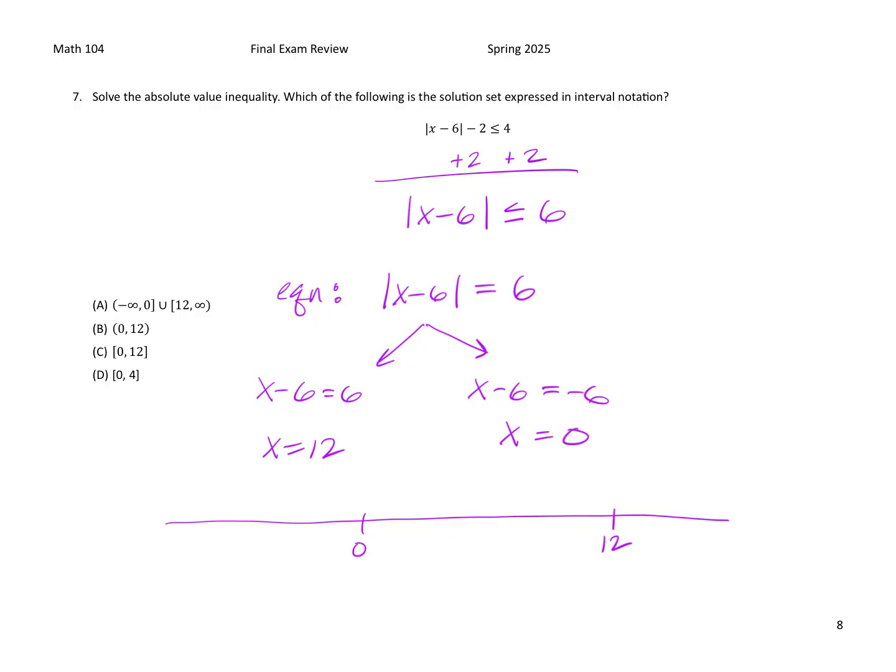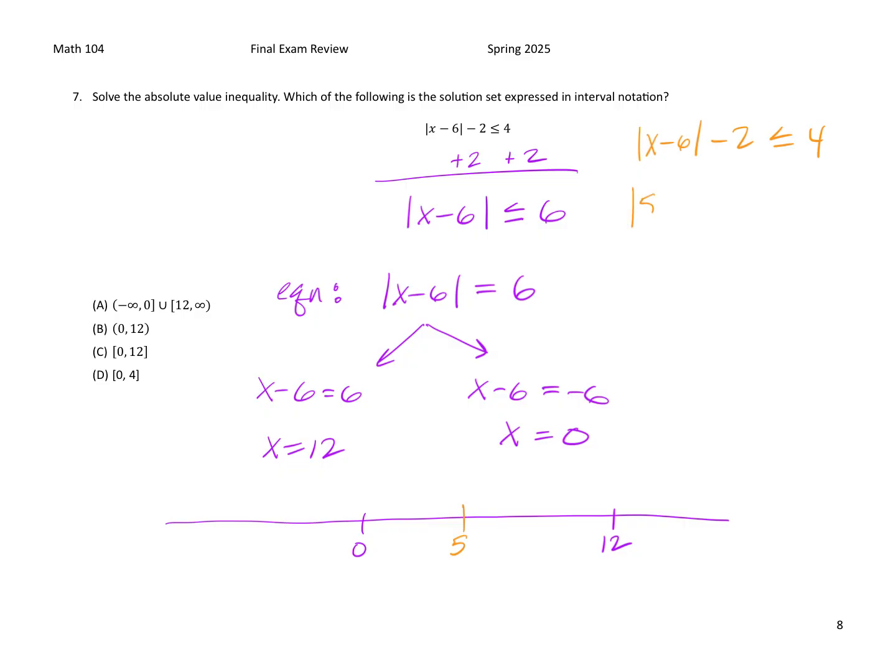And if you forget, you should just pick one and check if it works. Like, oh, is it the numbers in between or is it the numbers outside? Pick a number in between. Pick, say, 5. If I go to my original equation, absolute value of x minus 6 minus 2 less than or equal to 4. Try putting in a 5.